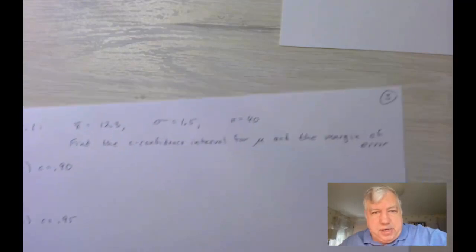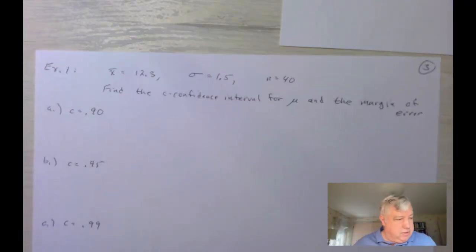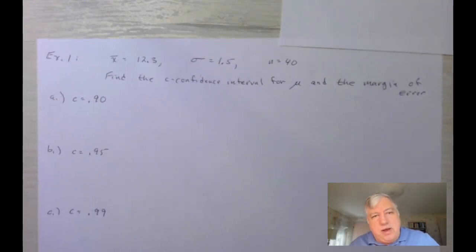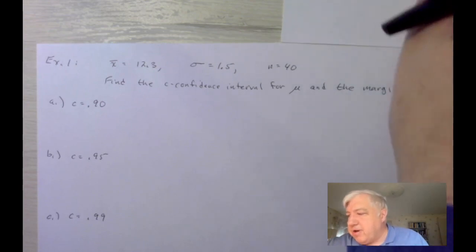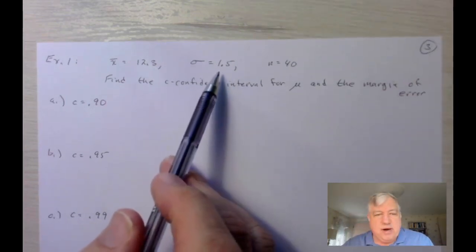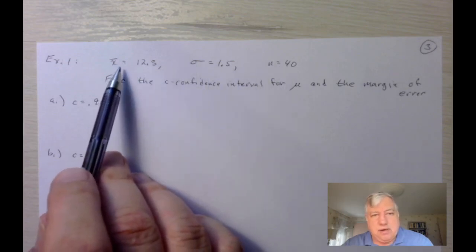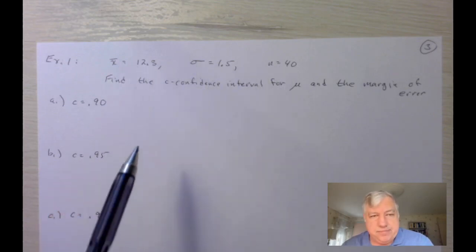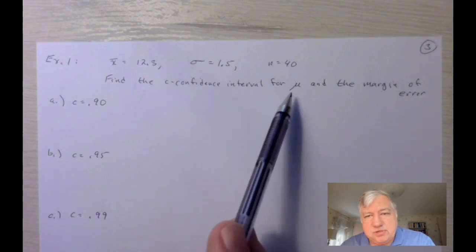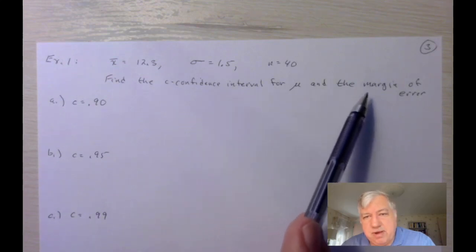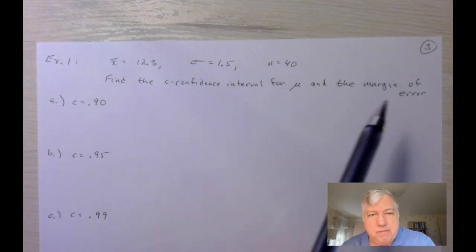If we go on to page 3, example 1, let's say we have a situation where sigma is known, it's 1.5. We take a sample of size 40 and get a sample mean of 12.3. And let's say we want to find a confidence interval for mu, as well as the margin of error.